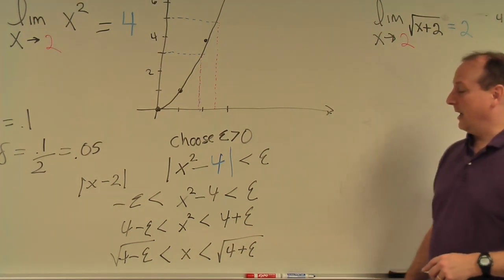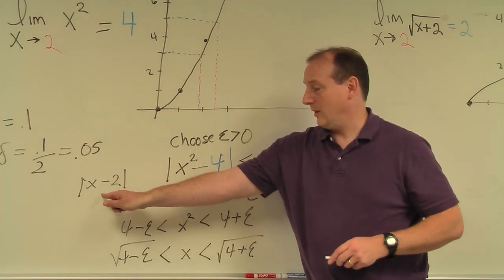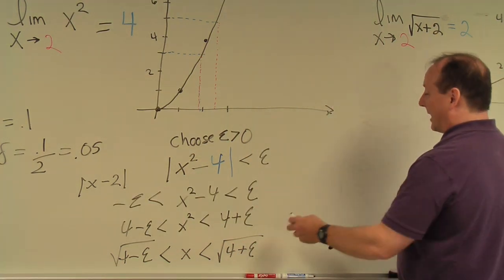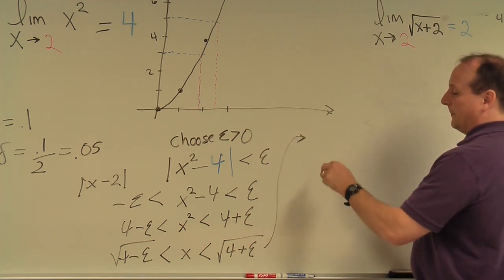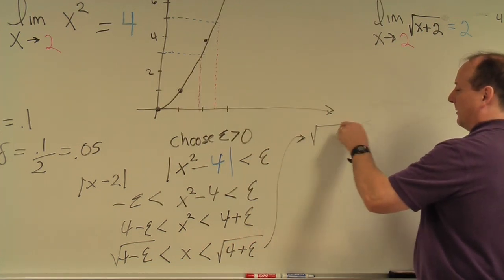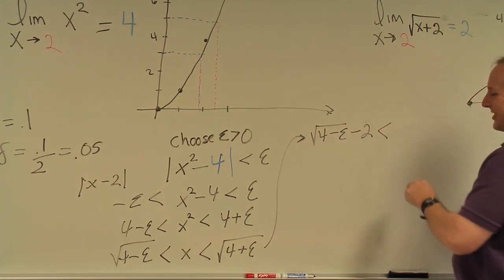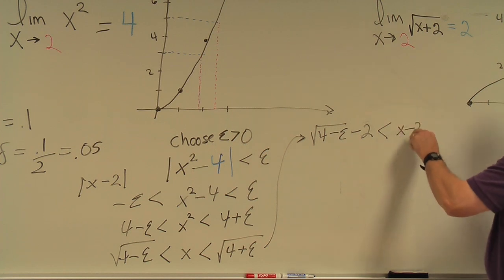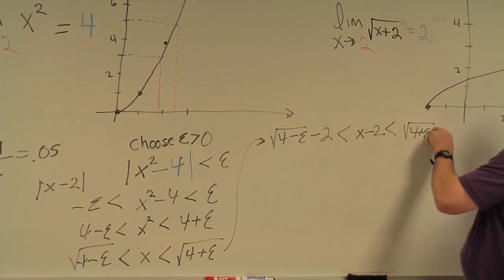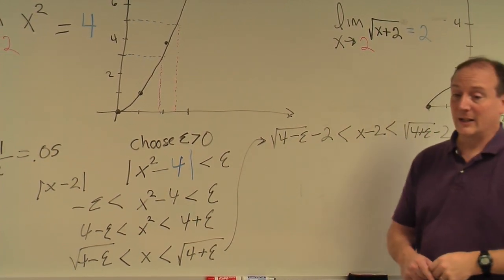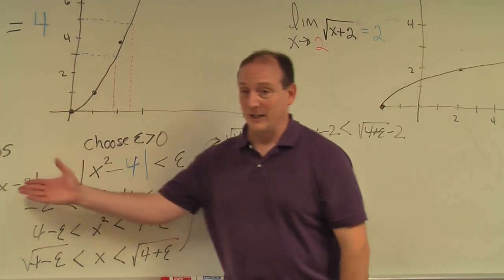Okay. But what do I want? I want x minus 2. So I need to subtract 2. So I'm going to come up here, draw a little arrow, and I have the square root of 4 minus epsilon minus 2 is less than x minus 2 is less than the square root of 4 plus epsilon minus 2. Okay? So I'm almost there, because what I was interested in is x minus 2.